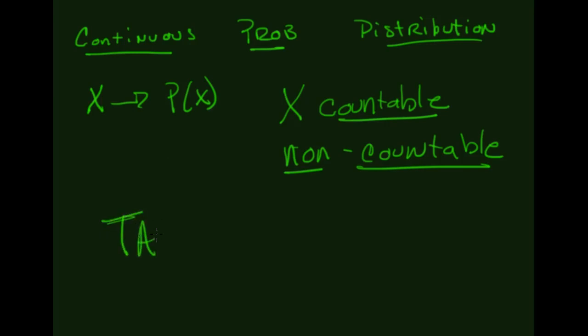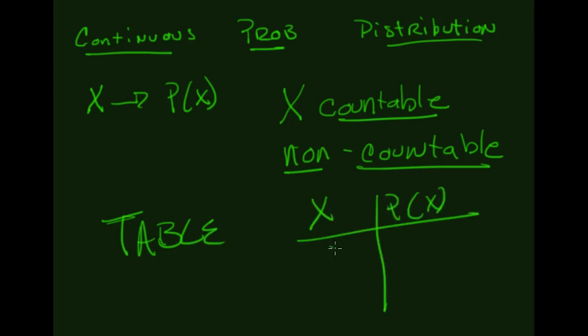So the problem here is when I did this with discrete, like binomial or Poisson, I could build a table, right? I could put x here, and p of x here, and I could write 0, 1, 2, and then get p of x values, because I could count these. But now if I had x as possible heights, this doesn't make sense anymore.